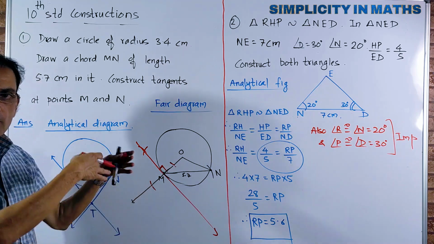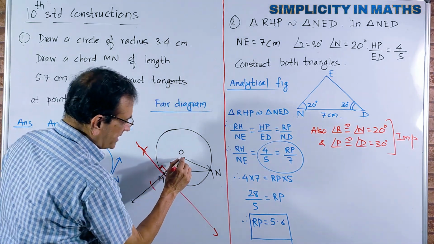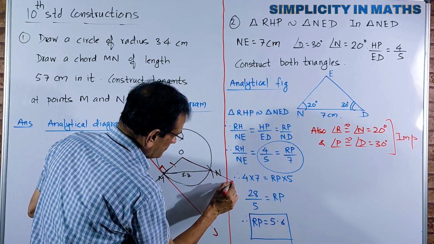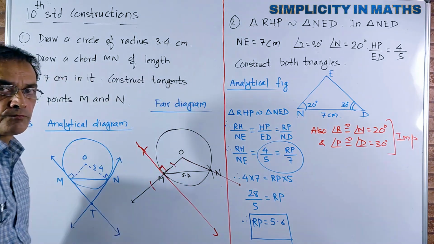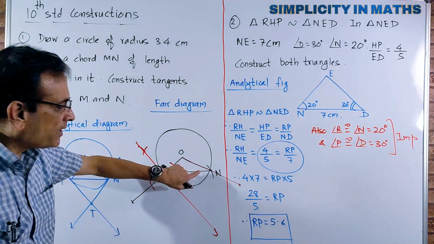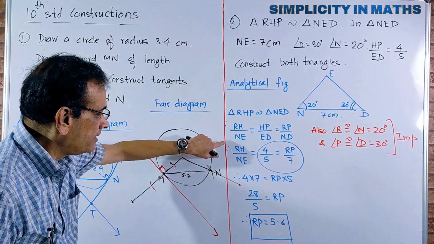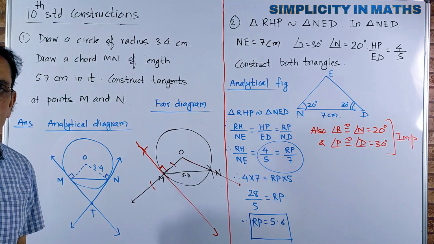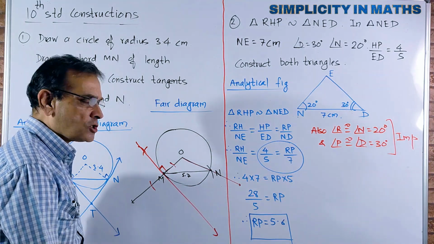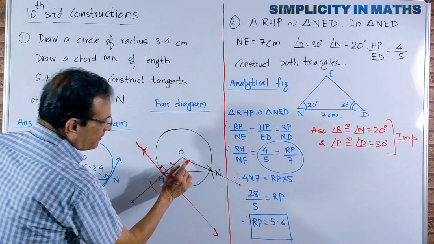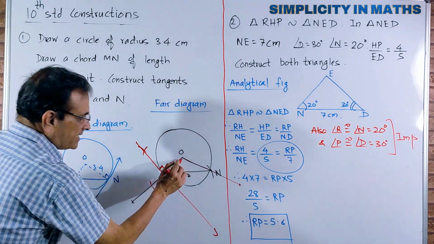M का काम खत्म हो गया, अभी go towards N. Extend this. Now you have to draw a perpendicular to radius ON. Once you draw the perpendicular to radius ON, our job is done. अभी ON को कैसे perpendicular draw करना है? Extend this.